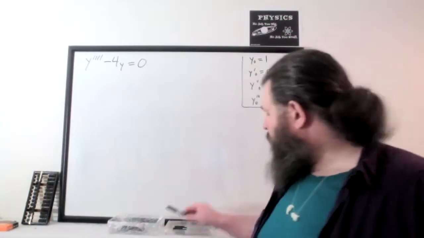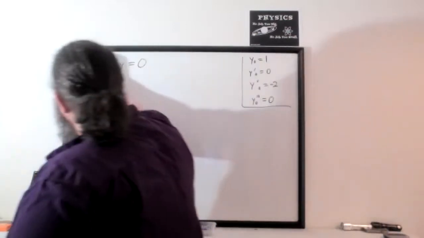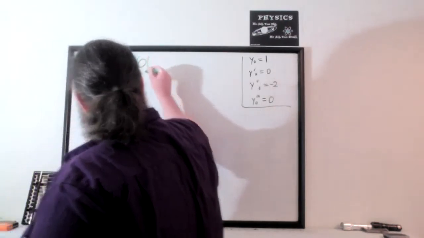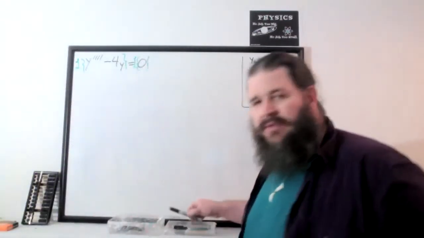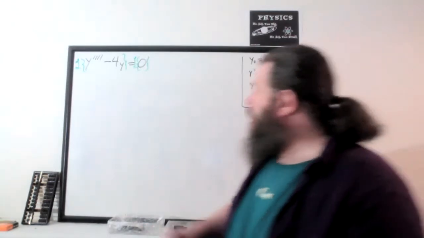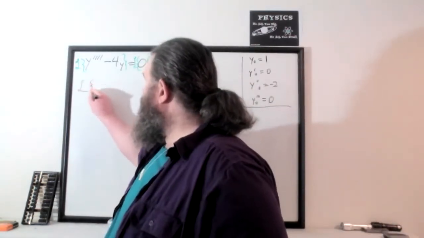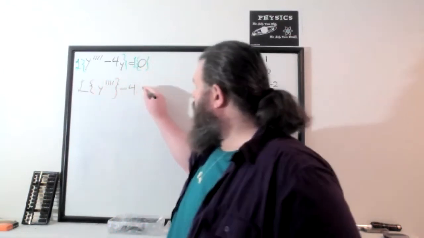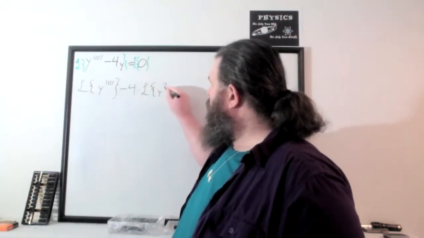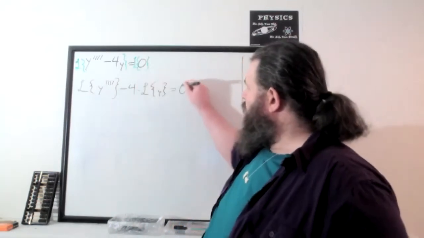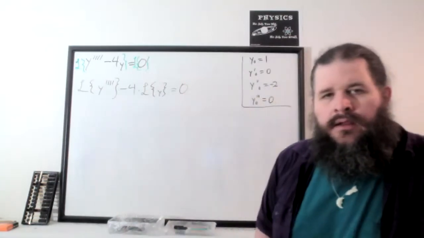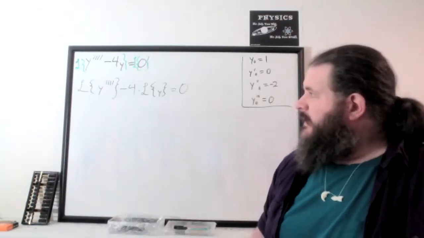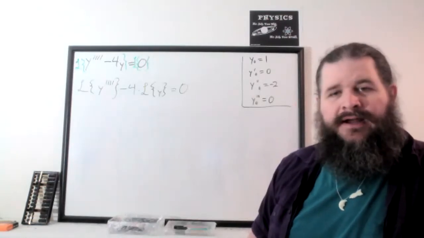So as before, we're going to start by taking the Laplace transform of both sides. And again, because Laplace transform is linear, we can split this up. Laplace of y quadruple prime minus 4 times Laplace of y itself. And then Laplace of 0 is still just 0. So Laplace of y is just big Y, the function of s. Any thoughts on how we could deal with Laplace of the 4th derivative of y?